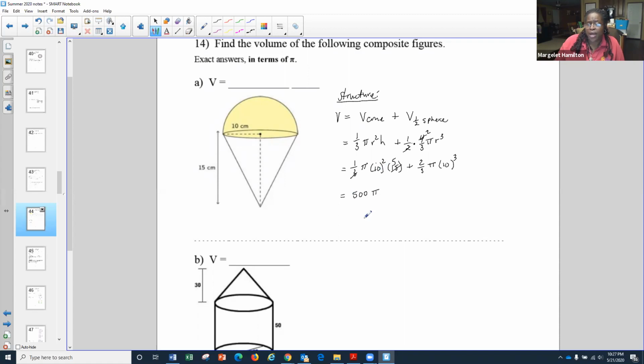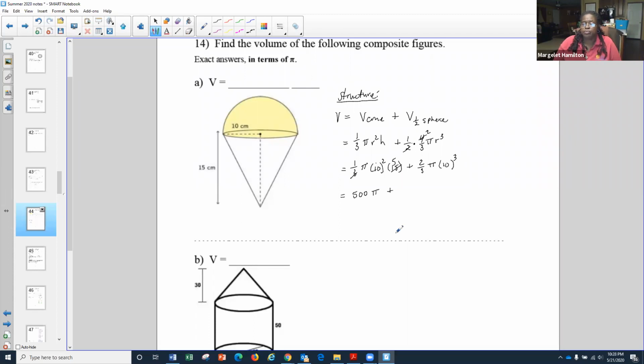500 pi. Did I need the calculator for that? No, I didn't. But again, you have the calculator to back you up. Now let's take care of the second part.